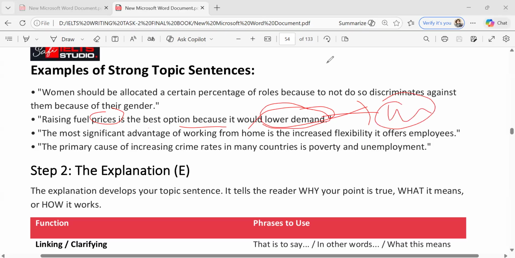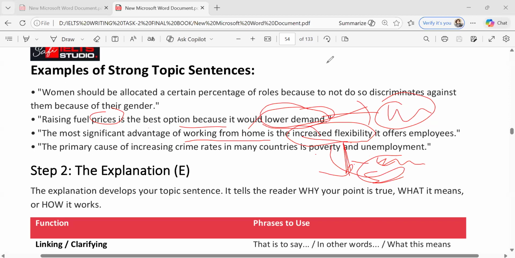Clear? To reduce the demand for this. For example, the most significant advantage of working from home is increased flexibility. So the main topic is that working from home increases flexibility. So we can simply say that whatever the explanation part, it would be about increasing flexibility, and the support example will relate to this portion.